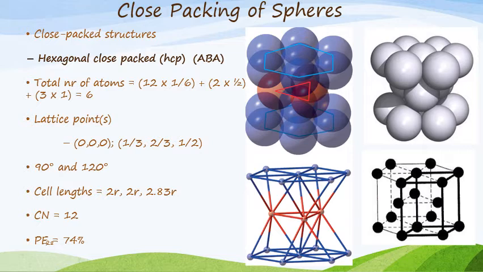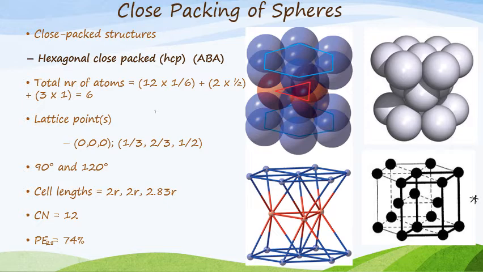Okay, for a hexagonal close packed structure, this AB, the total number of atoms in the unit cell is 6. So how do we get that? I want you to look at this diagram on the bottom left over here. I'm marking it with a star at the moment.